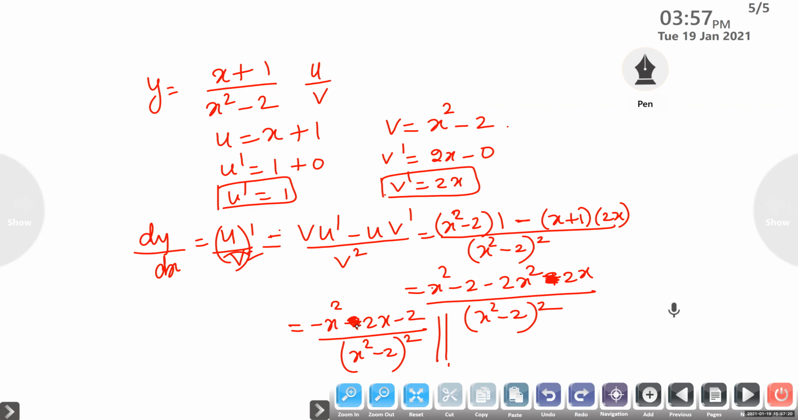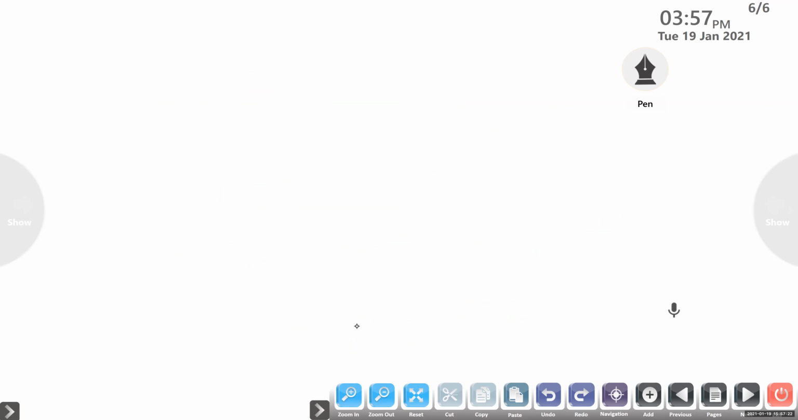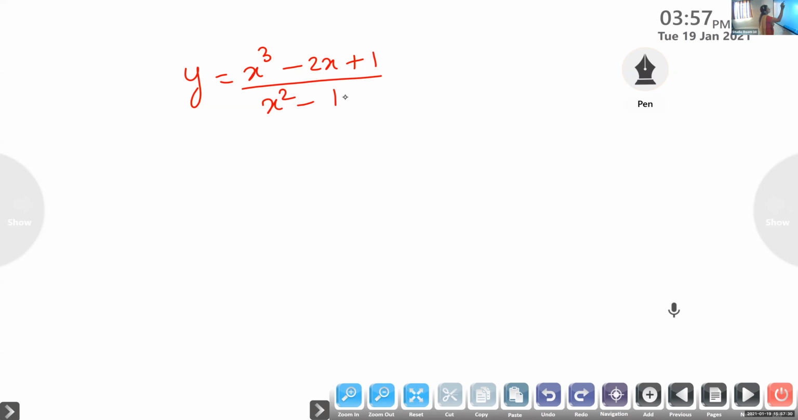Another question. Y is equal to x cube minus 2x plus 1 by x square minus 4. Again it is a quotient, so we have to use the quotient rule. Numerator and denominator are there, so it is u by v. U is x cube minus 2x plus 1, and what is v? X square minus 4.